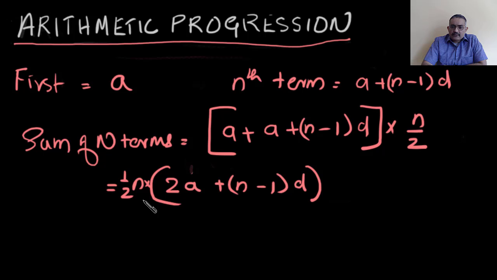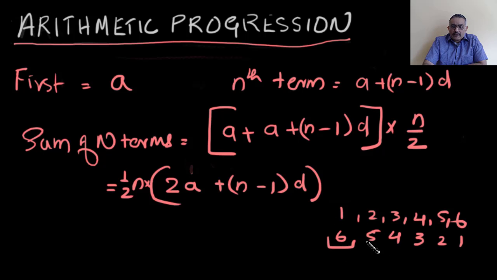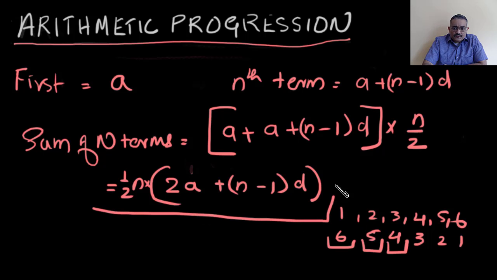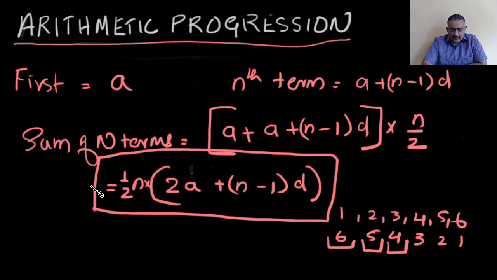Now there are other ways to derive this formula. We can use the technique where we reverse the progression. Let me show you. Along with it we can write 6, 5, 4, 3, 2, 1. If you add them together, you get this constant term. So it becomes these two terms added together, divided by 2, multiplied by n. You can use any technique, but you will ultimately reach this standard formula to find the sum of n terms.